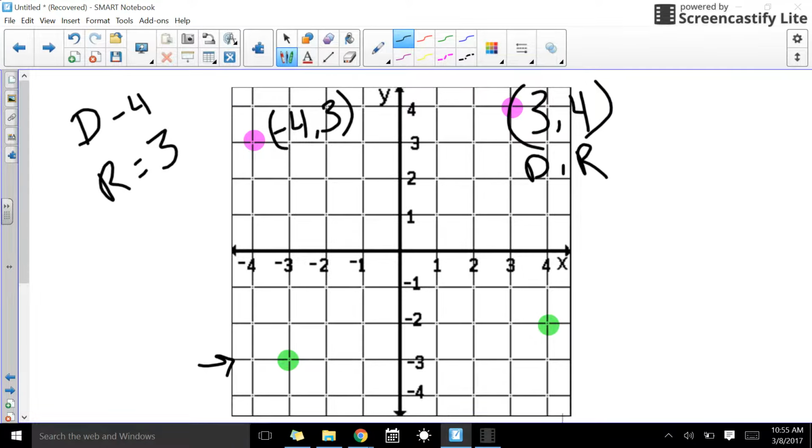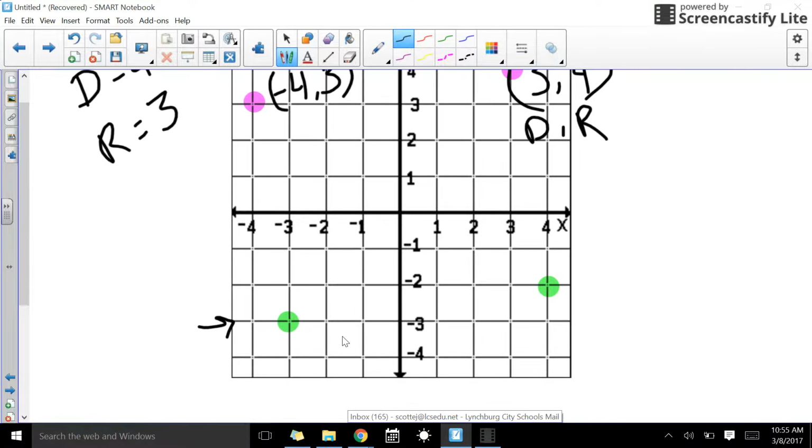Take a look at this one. Okay. My coordinate points are going to be -3, -3. And the last one is going to be 4, -2.